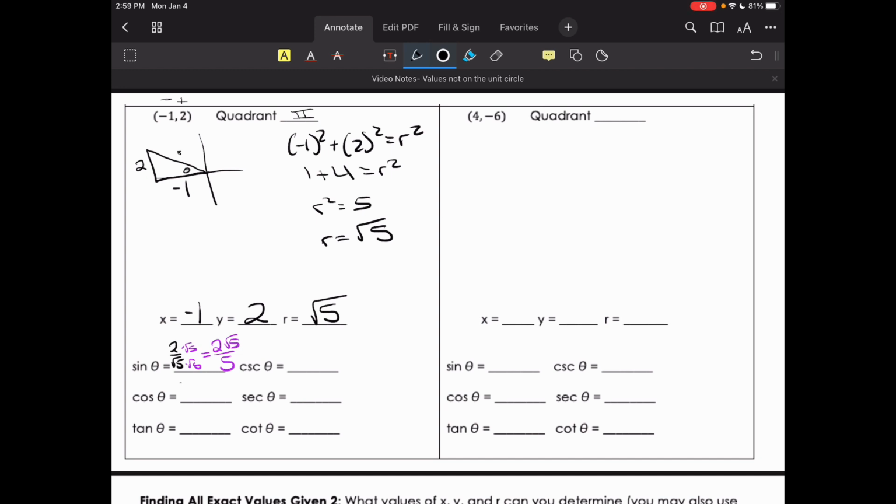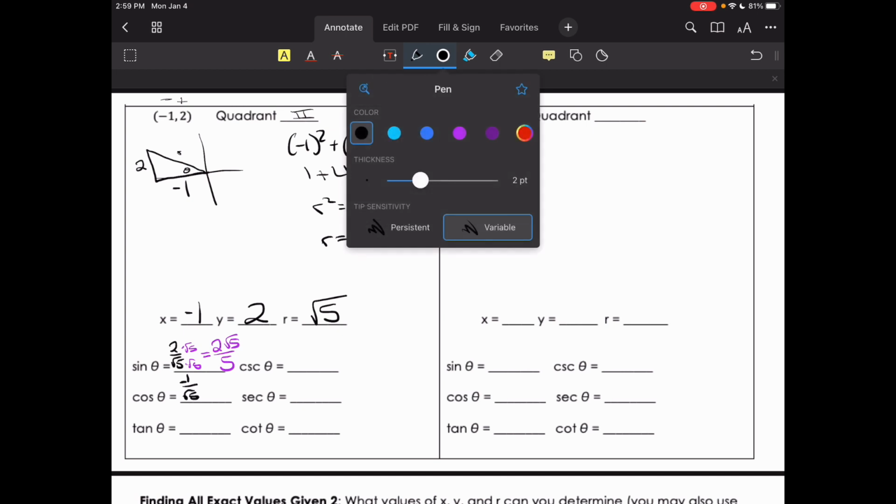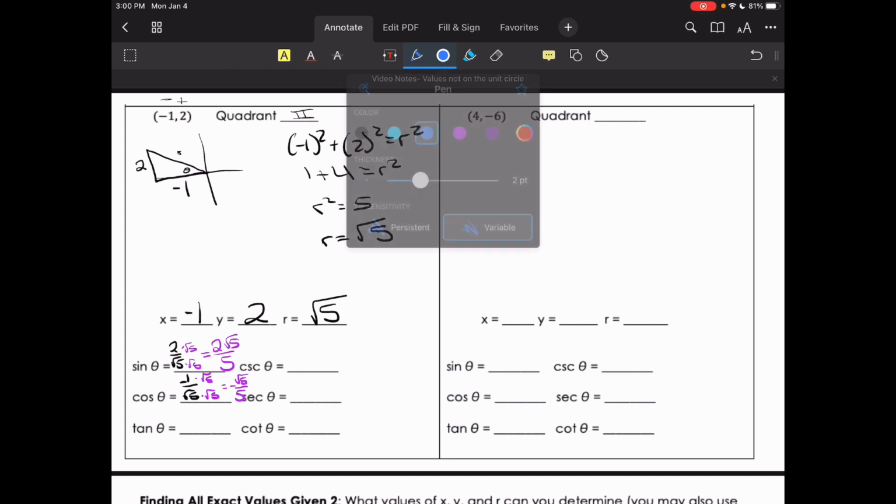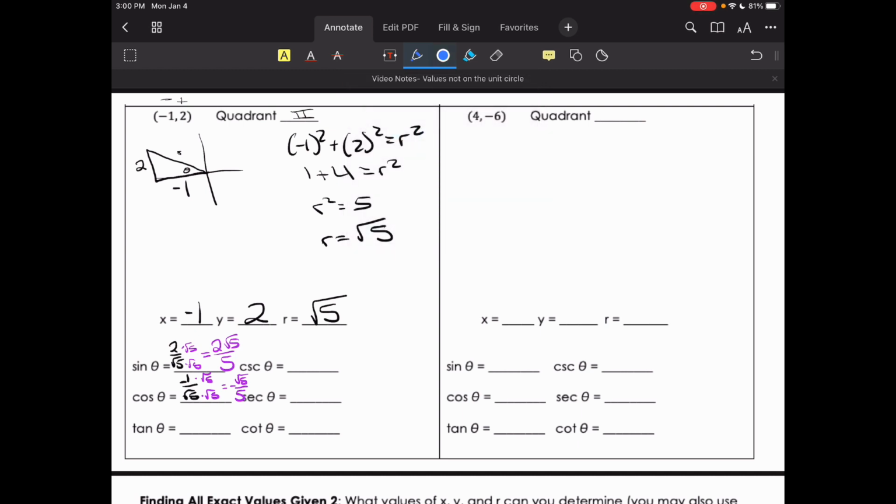Okay. Cosine. I would have negative 1 over the square root of 5. Again, rationalizing. Multiply top and bottom by the square root of 5, and I would get negative root 5 over 5. Tangent, y over x, not going to involve a radical, so that makes this a little bit nicer. So I would have 2 over negative 1, which would just be negative 2.